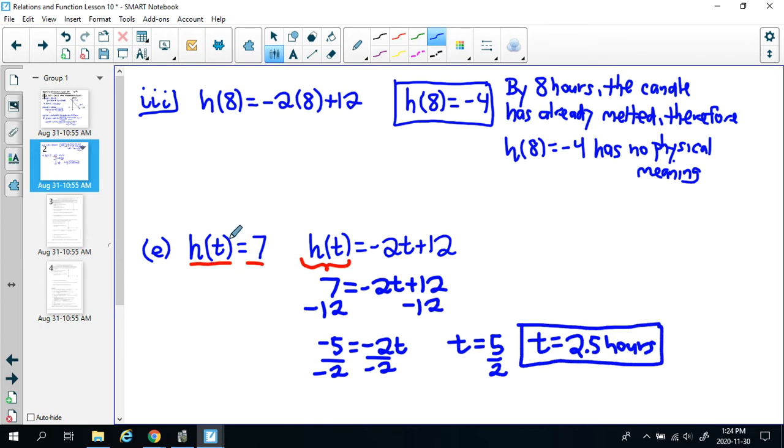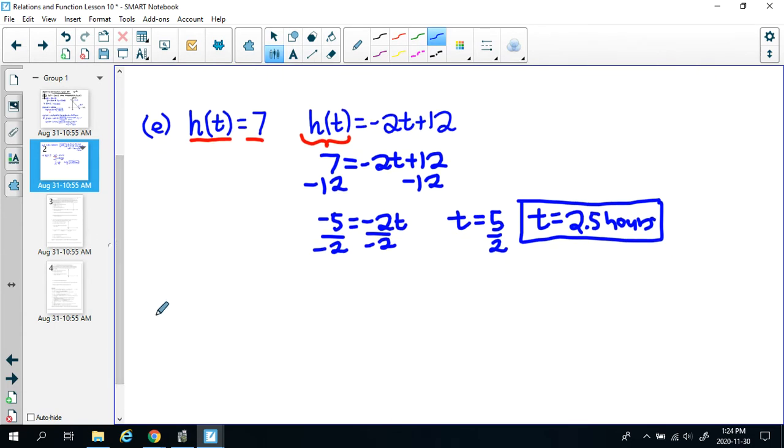So again, with the function notation, we start off by saying the height of the candle after a time t is equal to 7. We didn't know what the time t was, and then we solved for it. So now we know the height of the candle after 2.5 hours would be 7 centimeters. Okay, and then part F.